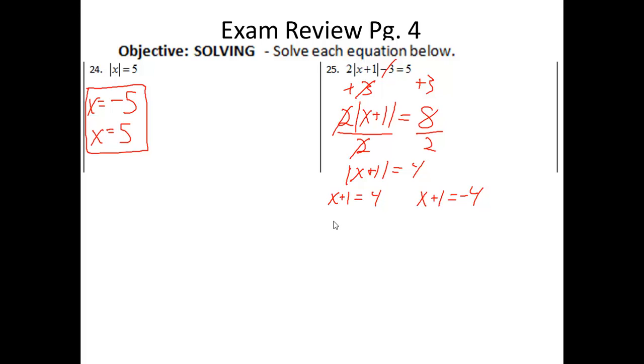And then here we just simply solve for x. So we subtract 1 on both sides, and we're going to say that x is equal to 3. And here we're going to subtract 1 on both sides, and we'll see that x is equal to a negative 5.